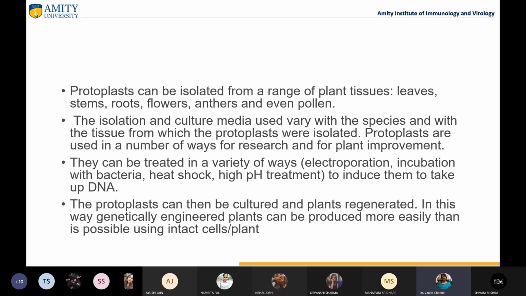and with the tissues from which we are isolating protoplasts. For example, it could be different for the flowers, or maybe they could differ for the pollens also. Then again, why this is important, or why protoplasts are important? They are used in a number of ways in research or plant improvement also, and they can be treated in a variety of ways.